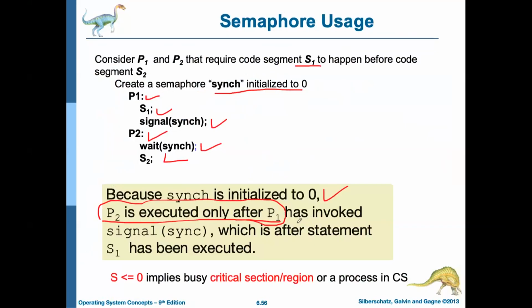So we want P2 to run only when P1 has invoked this signal, which is after statement S1 has been executed. This gives a signal. S less than or equal to 0 implies busy with the critical section, or a process in the critical section.